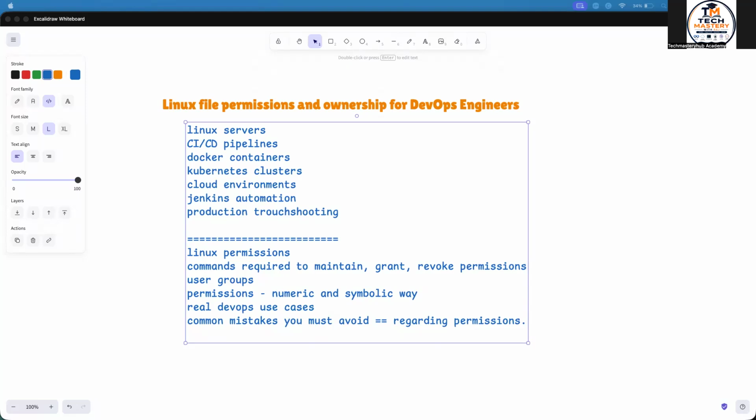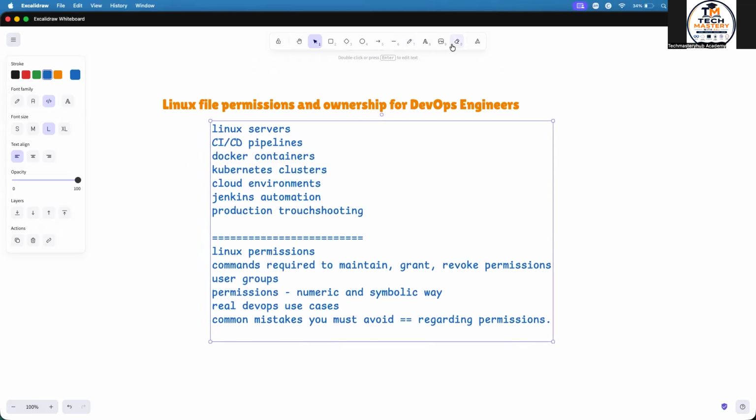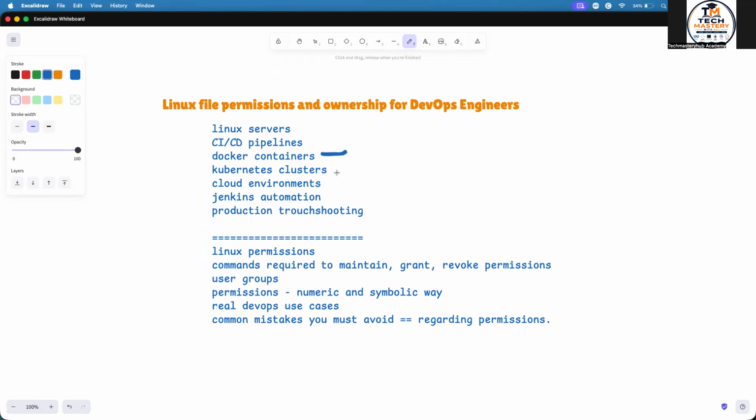But professional DevOps engineers use file permissions and ownership every single day. They have to use it on Linux servers, CI/CD pipelines, Docker containers, Kubernetes clusters, cloud environments, Jenkins automation, and even troubleshooting as well. So in today's video, we are going to master Linux permissions.